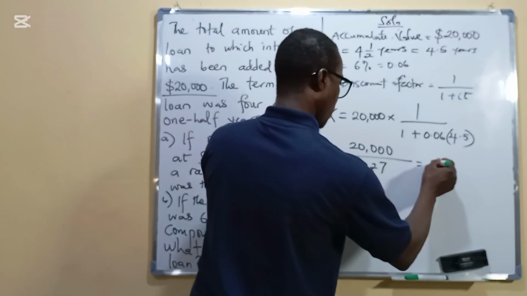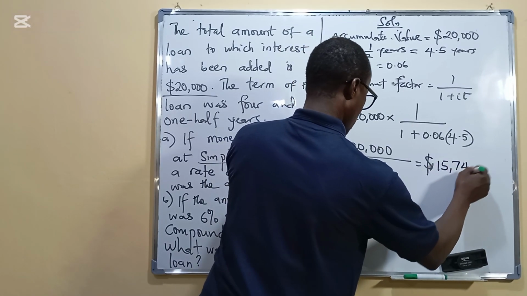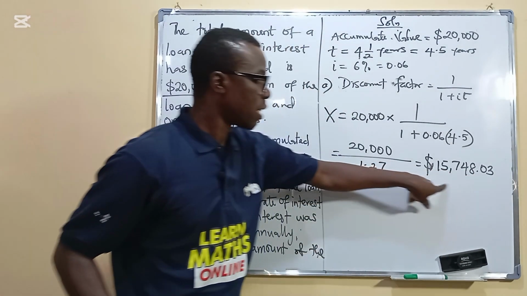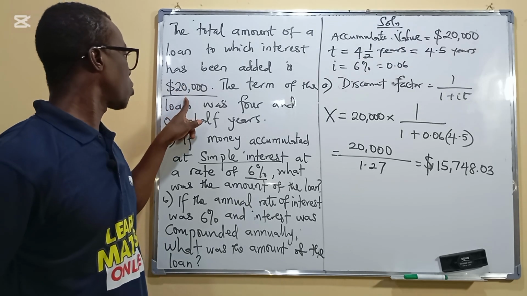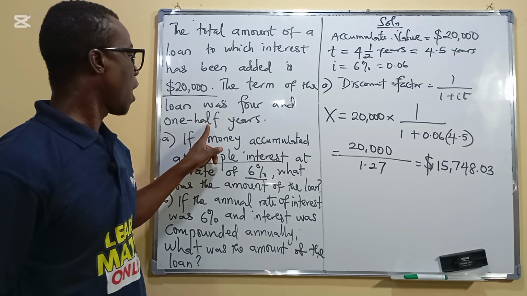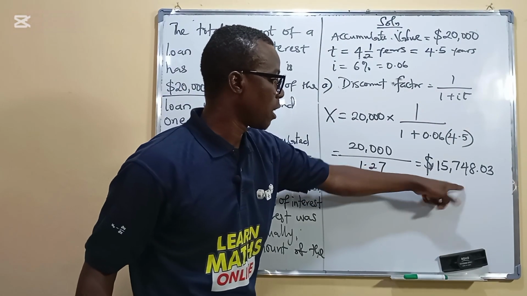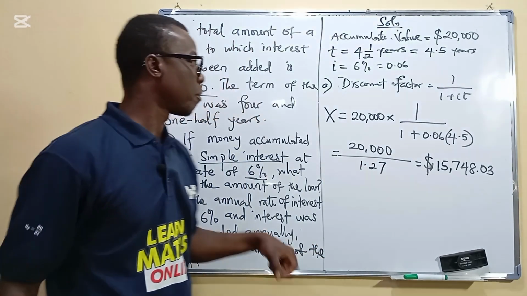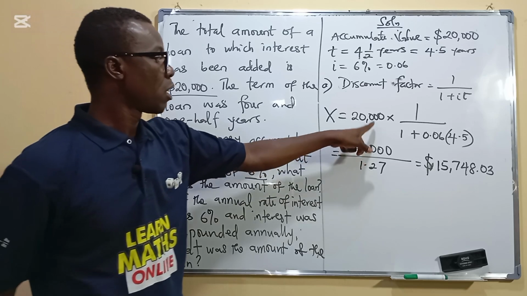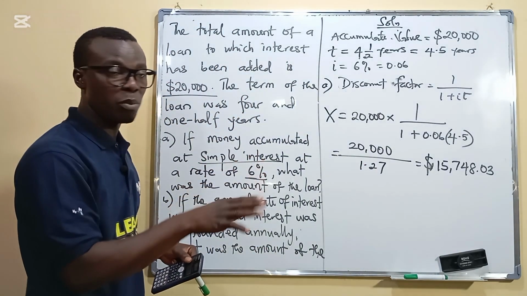And so I'm having, this is for the unit here, 15,748.03. So this will be the present value that will be needed to accumulate 20,000 US dollars in 4.5 years' time. So this is the present value that will be needed. So if this is deposited in this simple interest account, in the next 4.5 years, it grows to 20,000 naira. So this is what we refer to as the present value, and that is in the simple interest sense.